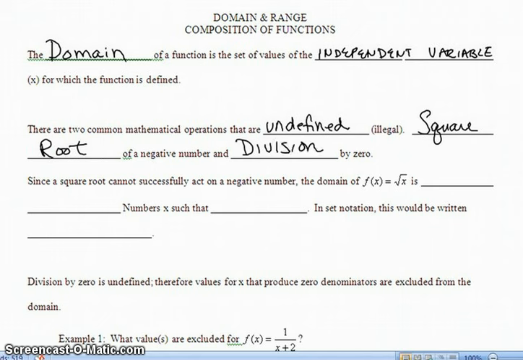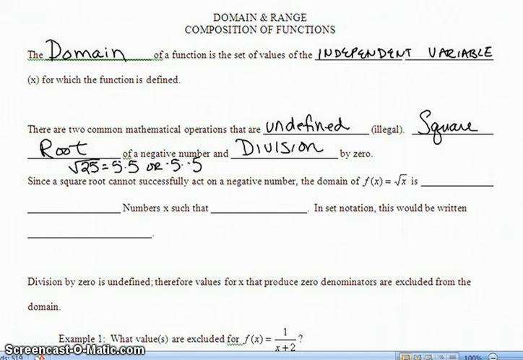So first, we're going to look at the square root of a negative number. Since the square root can't successfully act on a negative number, we need to define that domain. Let me give you a couple real number examples. If I have the square root of 25, I need to find a number multiplied by itself that will give me positive 25. Well, that's going to be positive 5 times positive 5, or negative 5 times negative 5. Both of those situations will give me the positive 25.